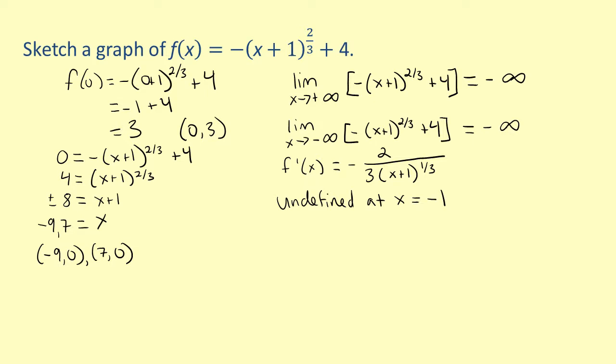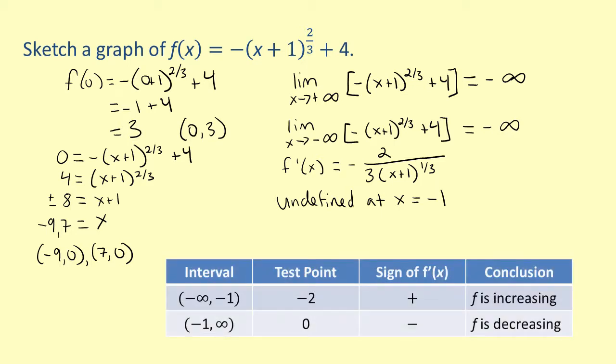Now we divide the domain of the function into 2 intervals using the critical point. Create a table with a row for each interval to determine if f is increasing or decreasing on the interval. Notice that on the interval from negative infinity to negative 1, f is increasing. f is decreasing on the interval from negative 1 to infinity. This means that f must have a local maximum at x equals negative 1.